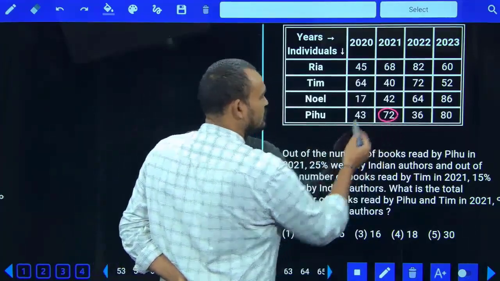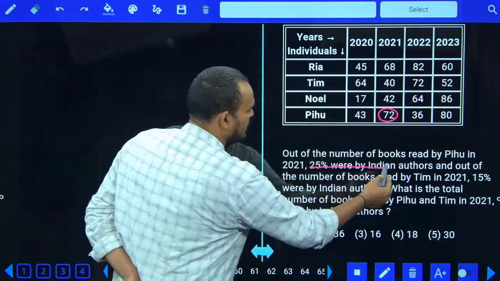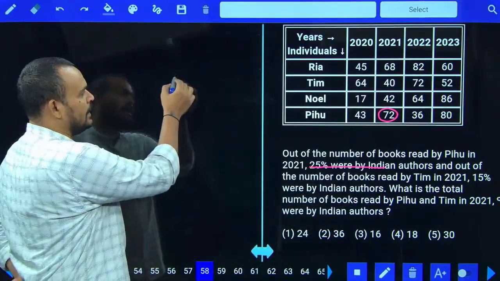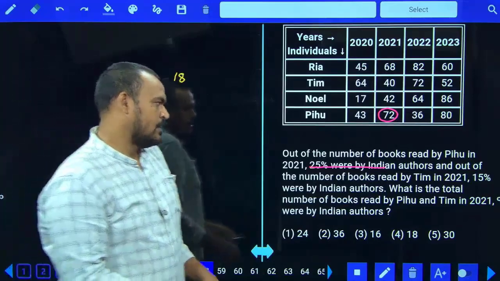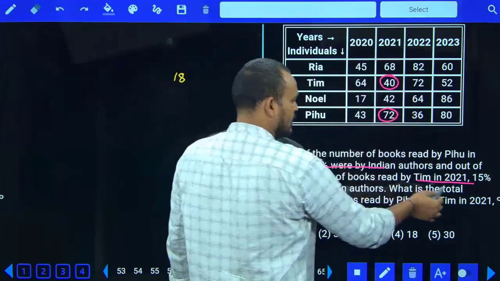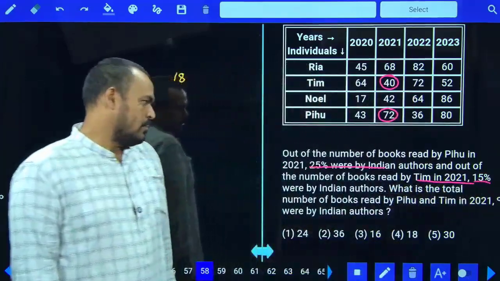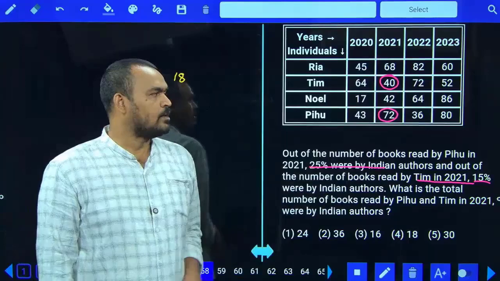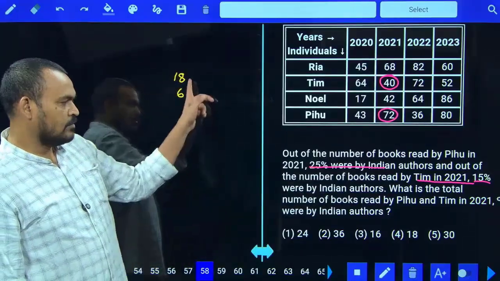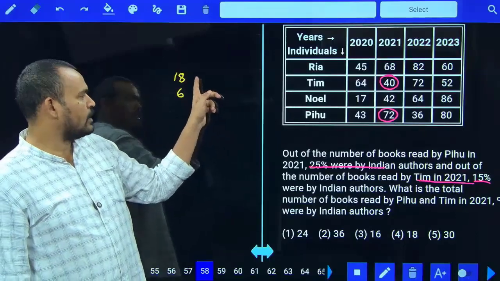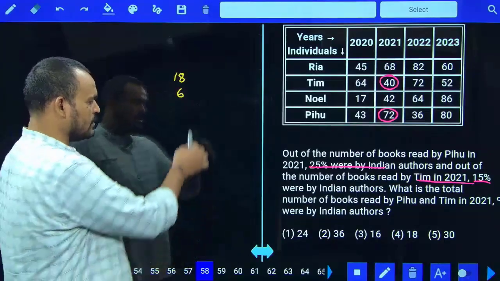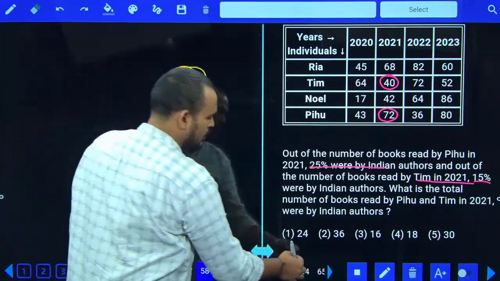2021 PU value is how much? 72. In that, how much percent Indian authors? 25%. What is the 25% of 72? 18. Next, Tim in 2021, how much? 40. In that, how much percent were Indian authors? 15%. What is the 15% of 40? 6. Okay. First one, Indian authors PU 18 and Indian authors Tim in 2021 6. What is the total answer? 18 plus 6, 24.